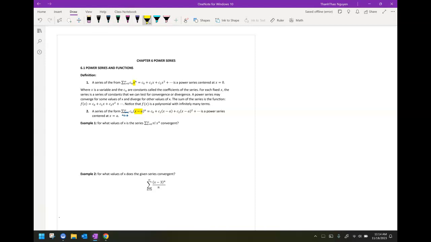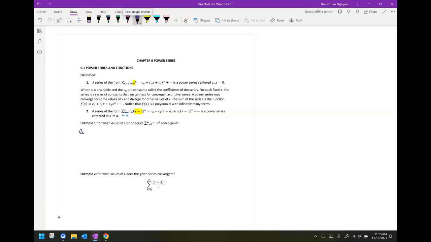For what values of x is the series, the sum from n equals 0 to infinity of n factorial times x to the n, convergent? Okay, so let's first write that. In here we have a factorial, so let's try the ratio test.